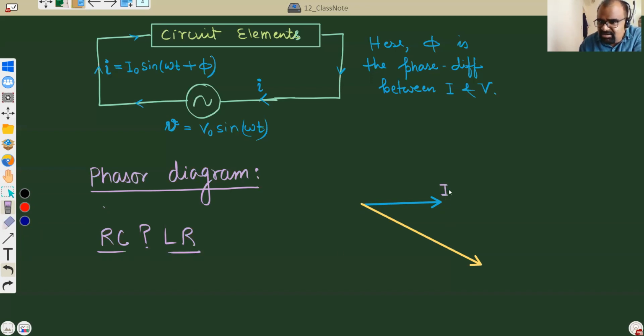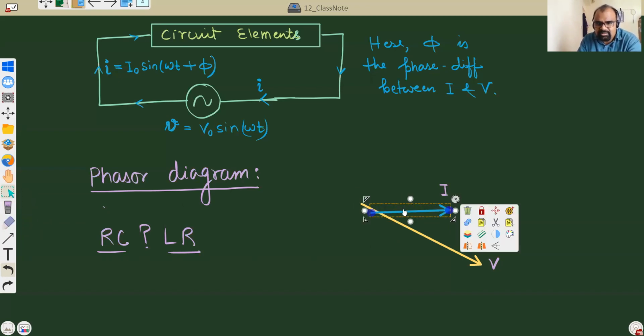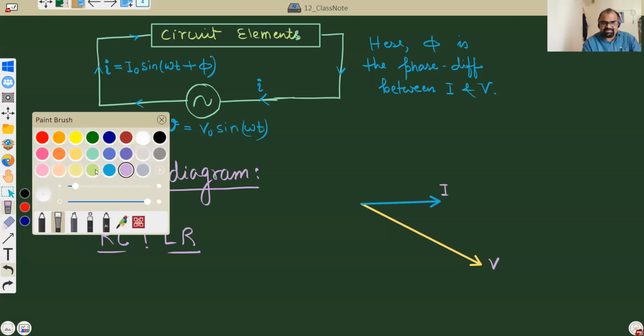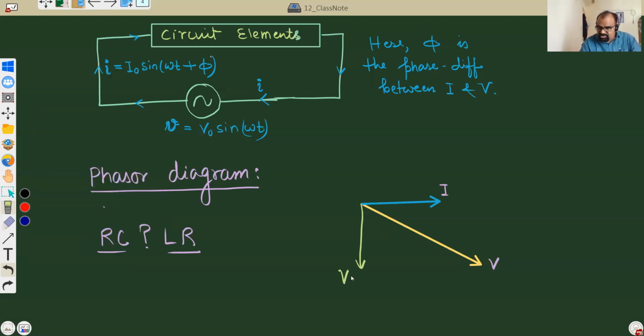Obviously, this is current and this is voltage. The blue colored one is always current. In all my phasor diagrams, you may notice that I am drawing the blue colored phasor as the current phasor. Can you tell me, RC or LR? It is RC only. Absolutely, very good. Because in RC, VC used to be below, and VR was like this. When you add VR and VC, you used to get V like this. So it was RC.